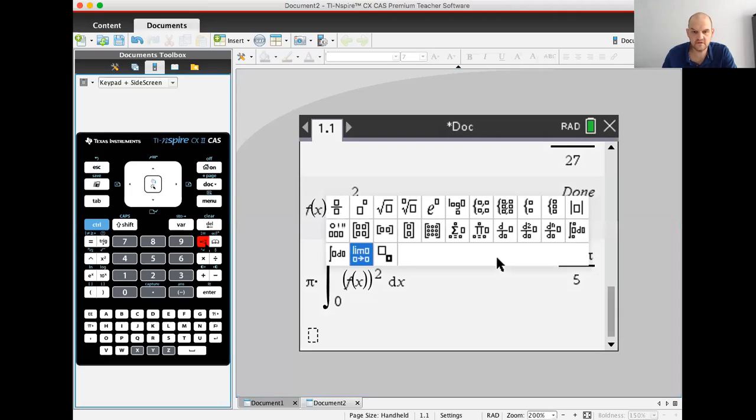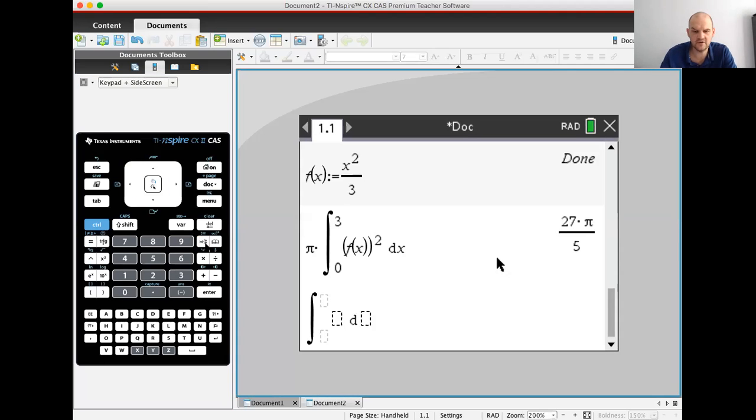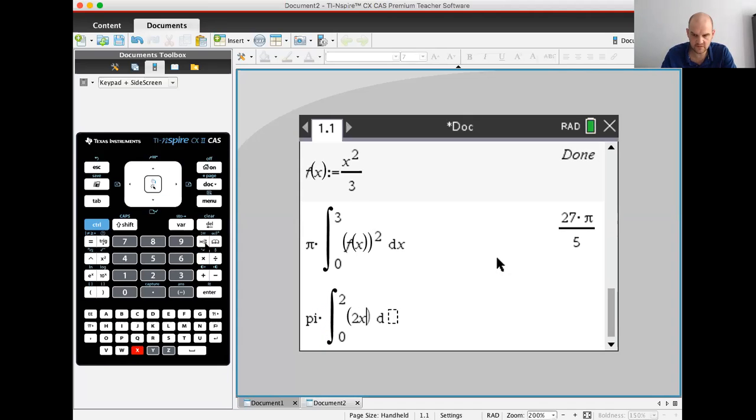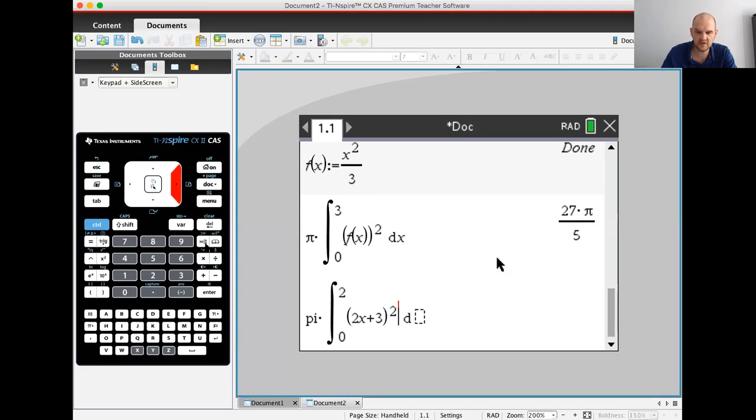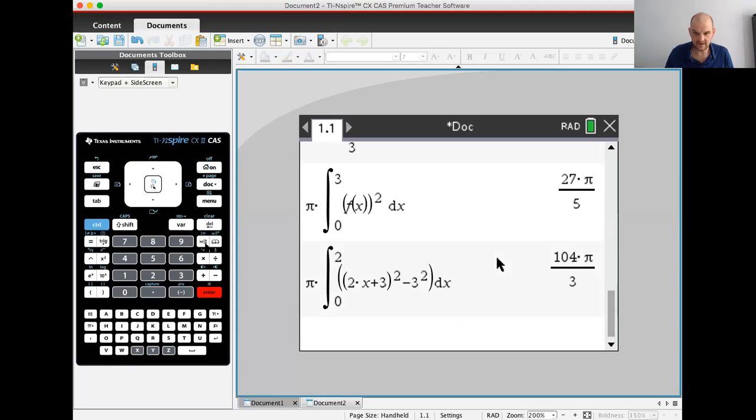here we go. So integral, I forgot pi already. Pi times the integral, we're going 0 to 2. Quantity 2x plus 3 squared minus quantity 3 squared dx. 104 pi over 3. We could get that by hand. It's not terrible, but again, I don't think it's really the point.